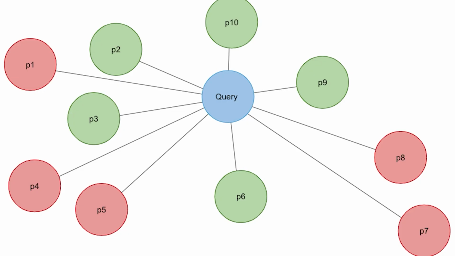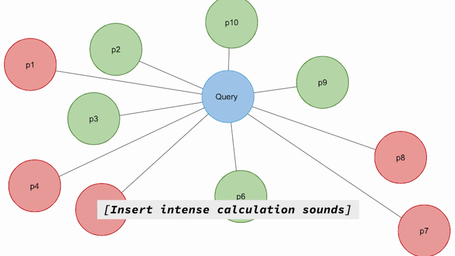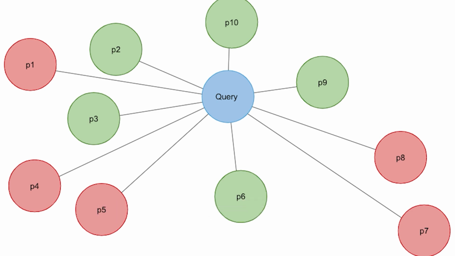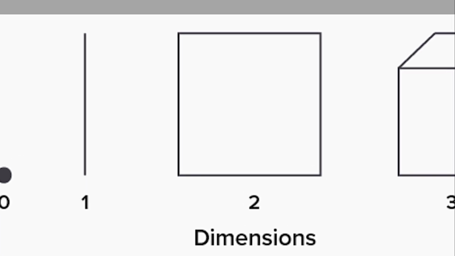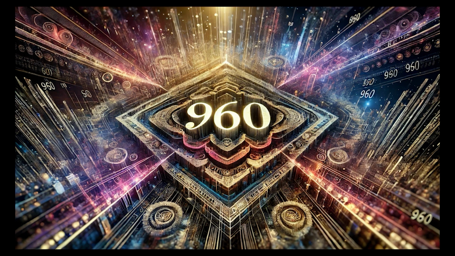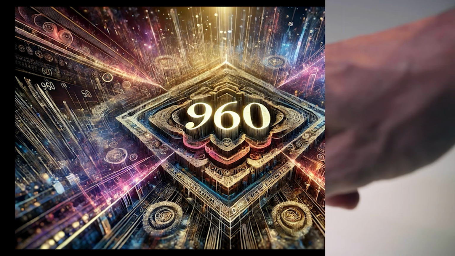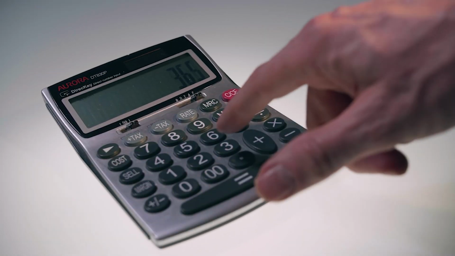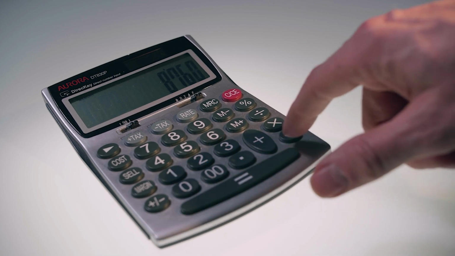But this method does come with a few catches. Mainly, we need to calculate the distance between the query and all the data points in and around the path to the query. This may be easy in 1 or 2 dimensions, but what about if we work in 960 dimensions? Distance calculations get very expensive as data complexity increases.